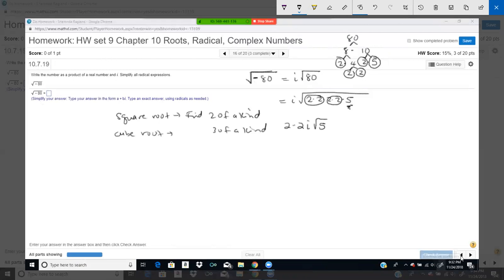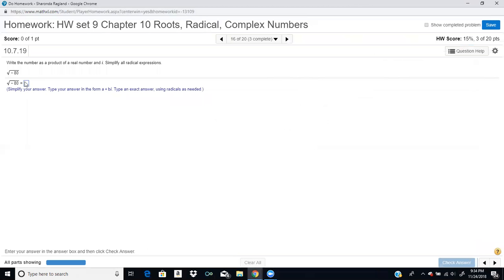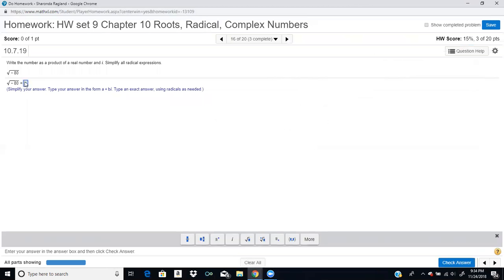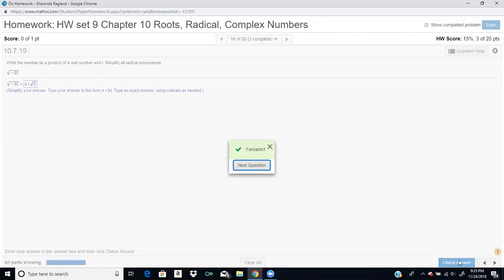So I have 4, and you can just go ahead and put the i on the right side since it's in this form right here. So you can do 4 square root of 5 times i. And then it may allow you to put 4i times the square root of 5. I'm going to put that just to see if it will accept that answer. So if I put in 4i, and then the square root of 5. Just want to see if it's going to take it. It did. Okay, so it accepted it.